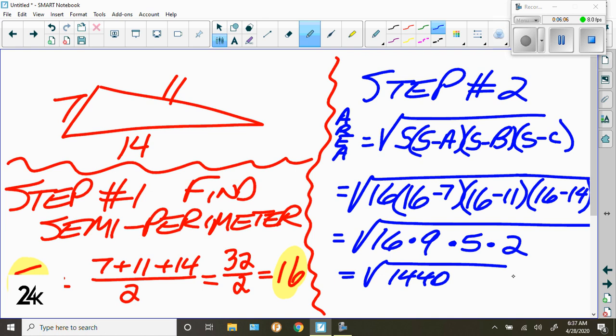And then just press your square root button on your calculator. 37.9 inches squared, feet squared, centimeters squared, whatever. Okay, that's it.